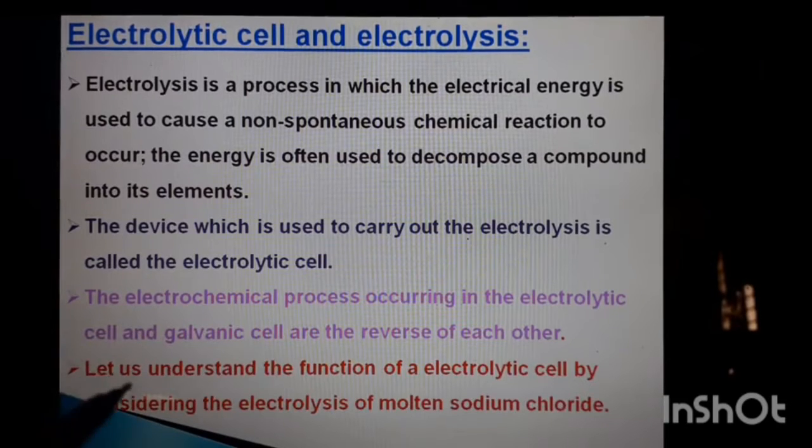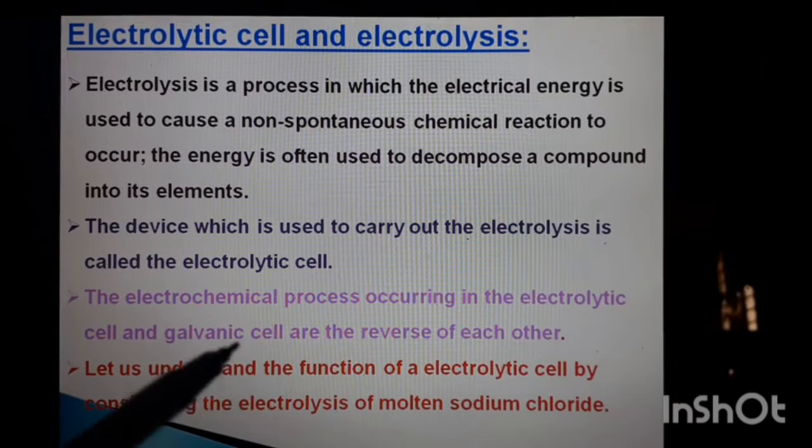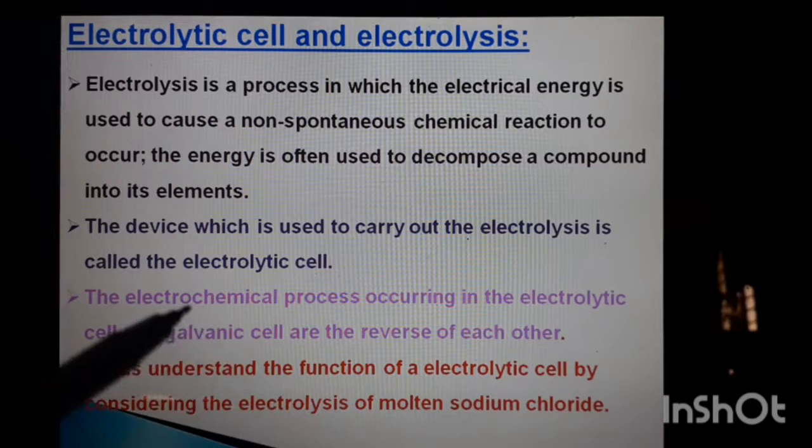Let us understand the function of the electrolytic cell by considering the electrolysis of molten sodium chloride. This is the example for the electrolytic cell. We take molten sodium chloride as the electrolyte. You know very well, sodium chloride is a good electrolyte in water. Okay, now we see the cell.